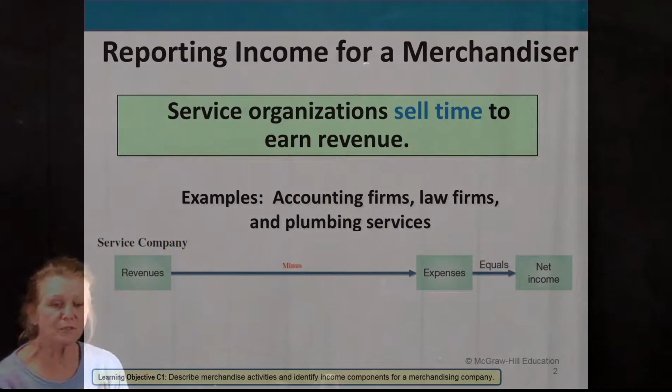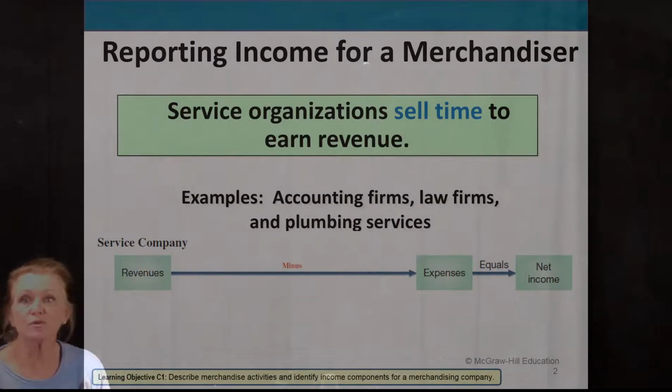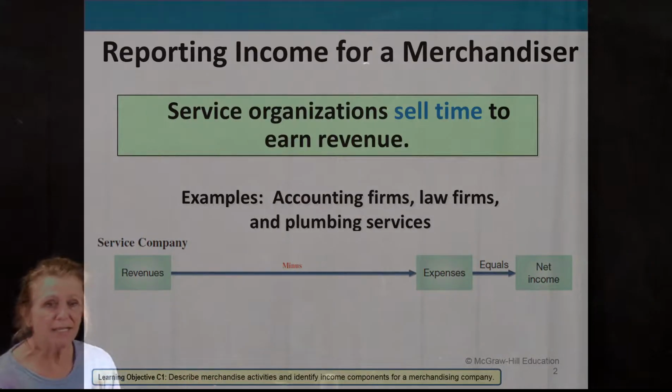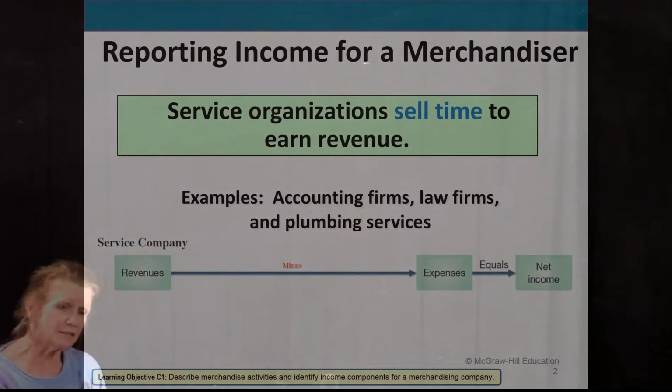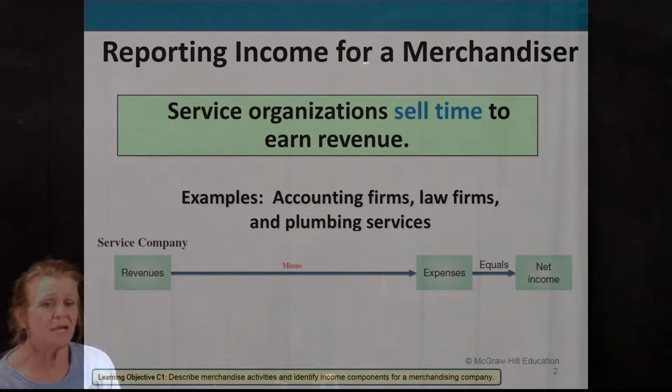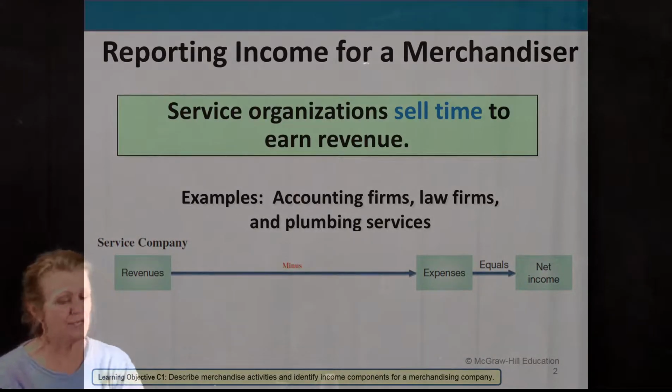This is going to be a very simple chapter for you because it's mostly concepts you already know. We're just going to apply it to merchandise, retailing, to stuff you buy. Up until now, we've been talking about service organizations, accounting firms, law firms, consulting firms, plumbing services, lawn services, and then we account for their time. That's what they sell is their time. But now we're going to start talking about stuff you buy. I talk about tennis shoes and bicycles a lot, because we all understand tennis shoes and bicycles.